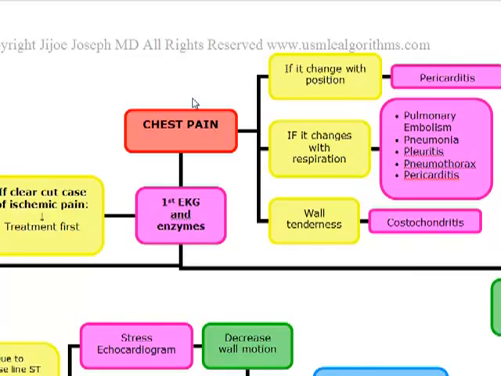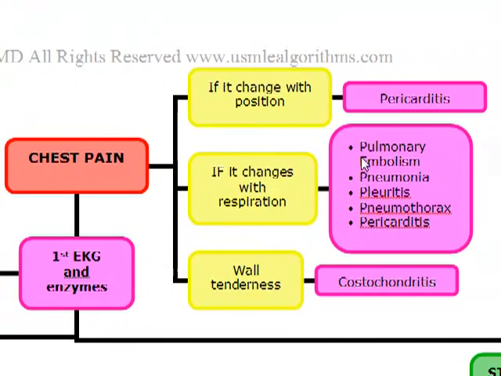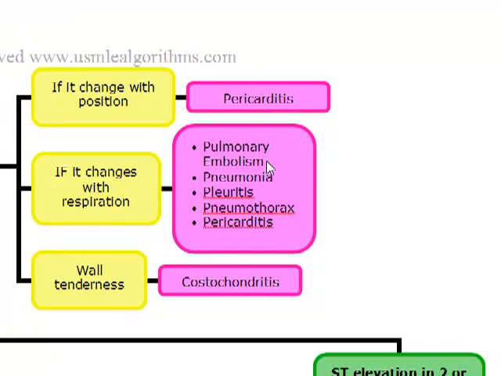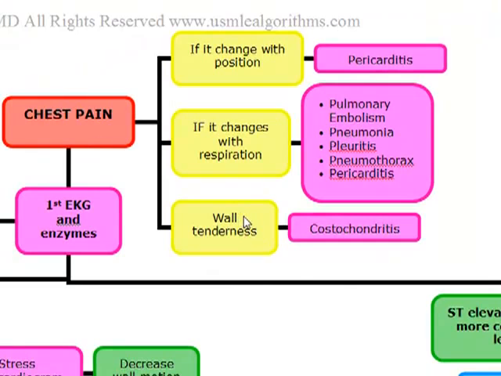Now, what we want to do is first look at the history, and then we want to look at the presentation. So if it changes with position, this is most probably going to be pericarditis, and it's not going to be coronary artery disease. If it changes with respiration, you're going to look for all the P's: the pulmonary embolism, the pneumonia, the pleuritis, the pneumothorax, and the pericarditis. And if you have a chest pain that has wall tenderness along with it, you're going to be thinking costochondritis.